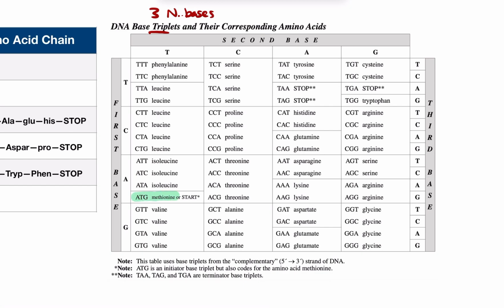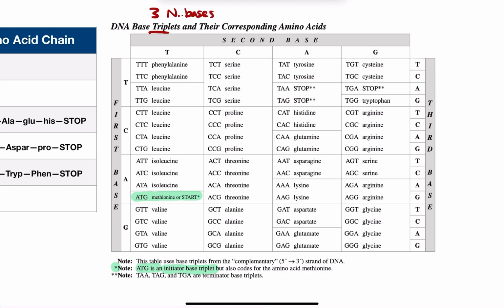There are a few important ones on here. ATG, that's methionine, which is a start codon. It's the only start codon. And it tells you right here, ATG is the initiator codon. They call it start codon here because it's at the start, and they call it initiator base triplet here. It means the same thing, initiates or the start. So the start of every protein is going to be methionine.